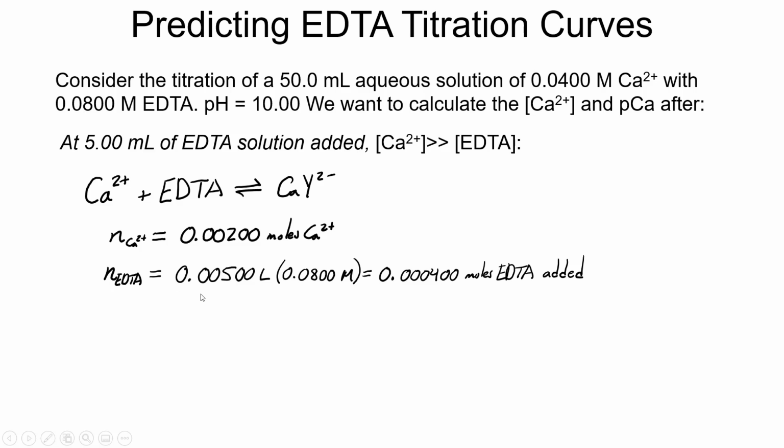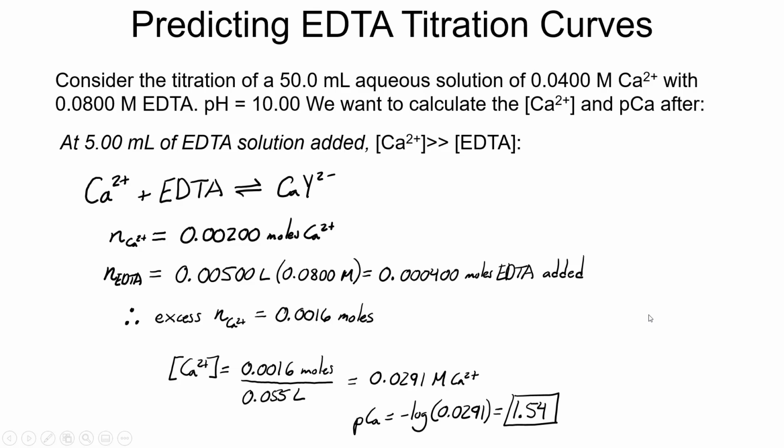And we have added so far 0.005 liters, 5 mL, of EDTA solution. So if we've added 5 mL of a 0.0800 molar EDTA solution, we have thus far added 0.000400 moles of EDTA, which means that, because the calcium and the EDTA react 1 to 1, 0.0004 moles of our original 0.002 moles of calcium have been removed from solution. This gives us an excess of 0.0016 moles of calcium that have yet to be complexed with EDTA.